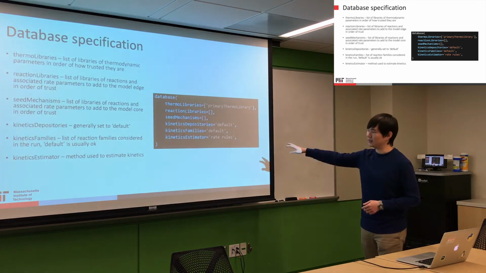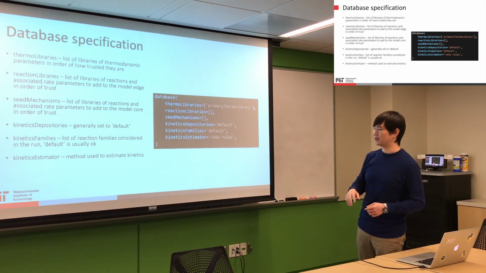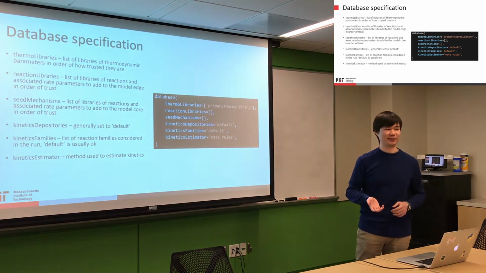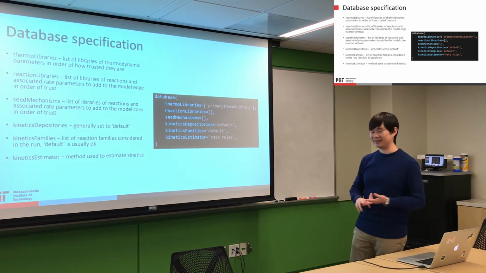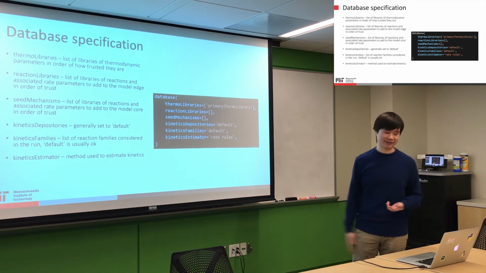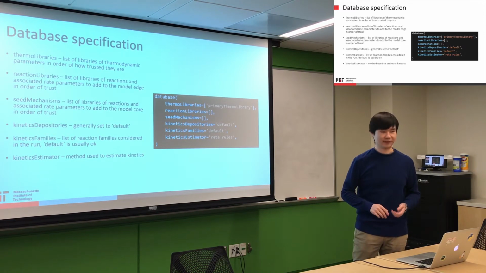And then kinetics estimator. Matt mentioned that we have two main methods to estimate kinetics. One is rate rules, another is group additivity. Group additivity is less accurate, so you'll always just want to leave this as rate rules. Are there any questions about this block?